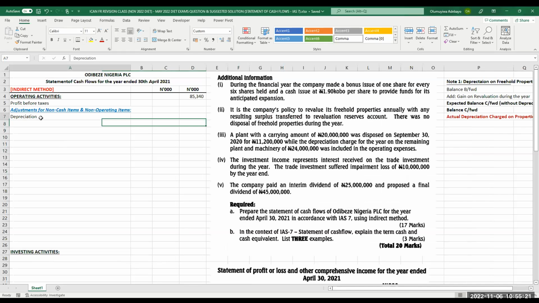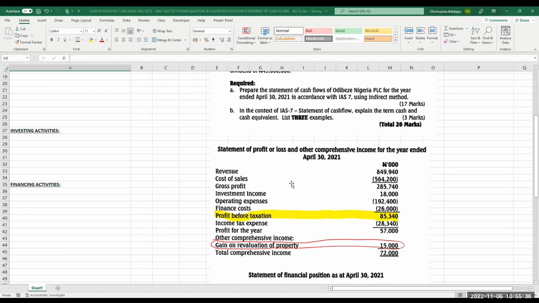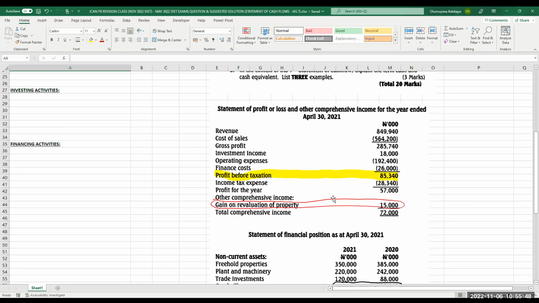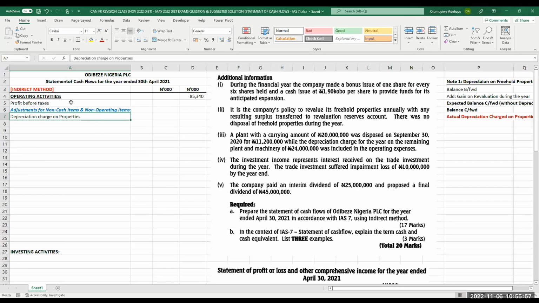Therefore, what do I do? Depreciation charge on property. What do I mean? That amount has been deducted from this income through operating expenses in arriving at that profit. Therefore, we should add it back as if it shouldn't have been deducted. So at this point, I will add back my depreciation. And that's how much?